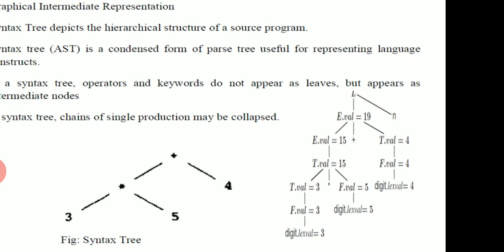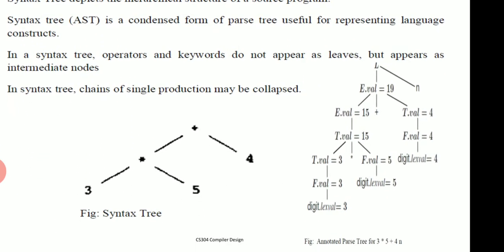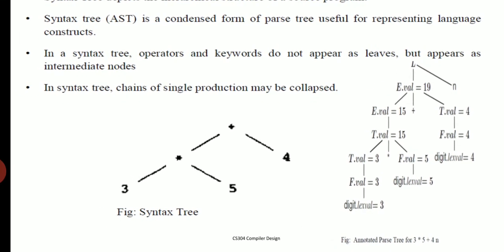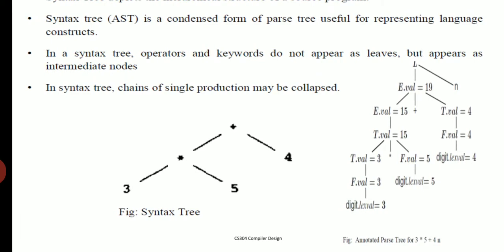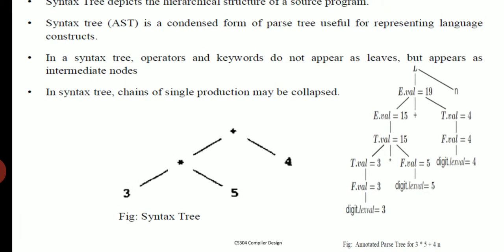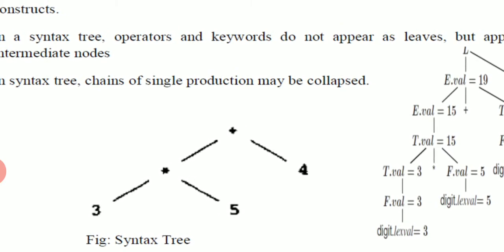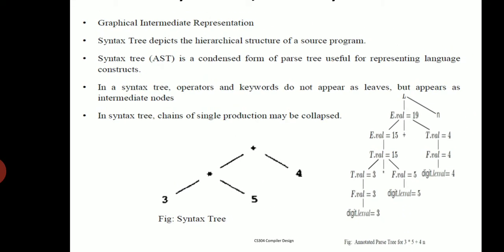On the right hand side, 3 star 5 plus 4 n, that is given as a parse tree along with its attribute values. And here we have converted that into the equivalent syntax tree 3 star 5 plus 4. It is shown on the left hand side. It is clear from this example that a syntax tree is a compressed representation or condensed form of a parse tree.